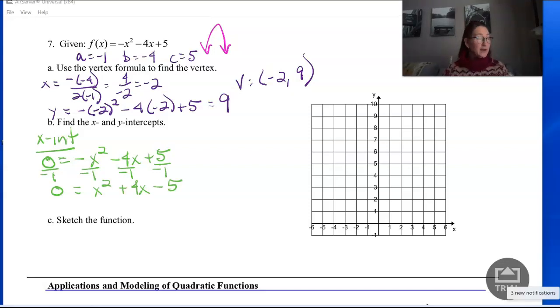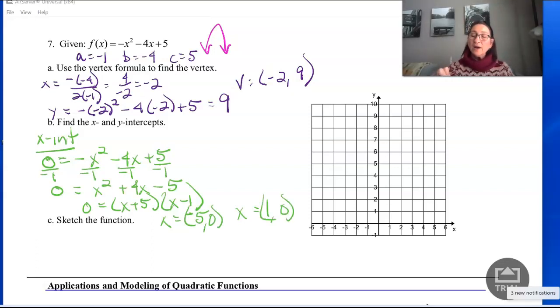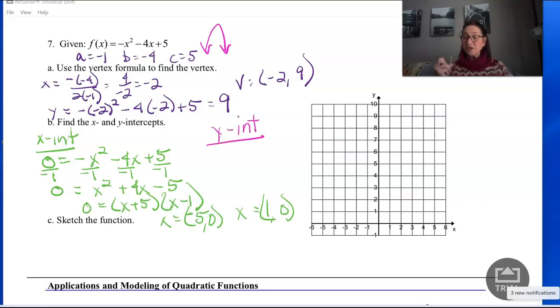Okay, so then when I factor that, I end up with 0 is equal to x plus 5, x minus 1. Solve, and I get x is equal to negative 5, x equals 1. Those are my two x-intercepts, negative 5, 0 and 1, 0. All right, then my y-intercept is again just that c value. So it'd be 0, 5.